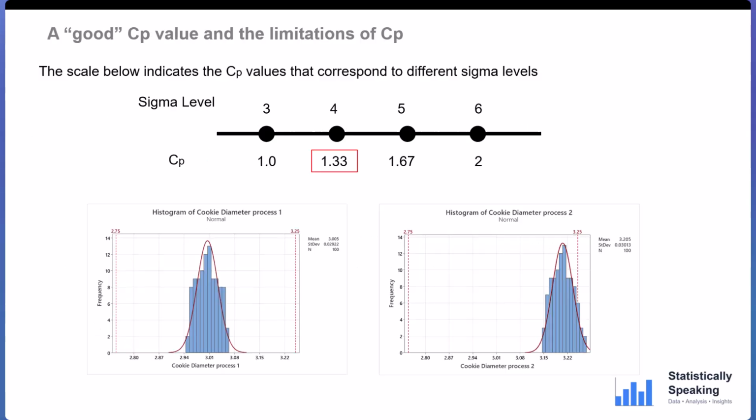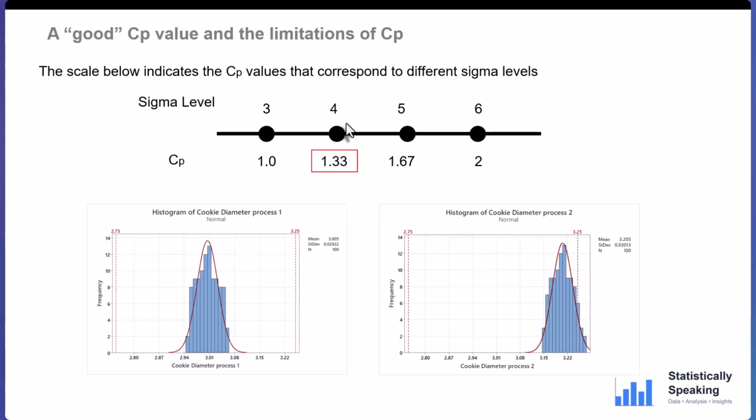So now let's discuss what a quote unquote good CP value is and what the limitations of CP as a metric are. Now, the first thing to note here is the CP value and the corresponding sigma levels. I've highlighted this 1.33 here, which corresponds to 4 sigma level. And whether it is in any book or just as an industry standard, you'll see that this 1.33 has become some kind of a benchmark or a target to achieve, right?